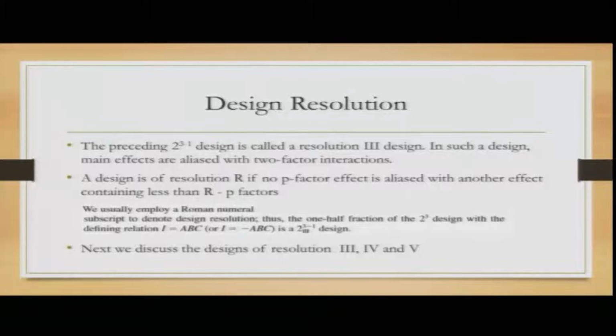So, design resolution. The preceding 2 to the power 3 minus 1 design is called a resolution III design, or third degree design. In such a design, main effects are aliased with 2-factor interactions, and combinations can be done accordingly. For a higher number of factors, for 4 factors ABCD, we can do it for combinations of 3 and lower levels. For 5 factors, we can do it for combinations of 4, 3, 2, but obviously what would be significant depends on the level of effects we want to have. A design is of resolution R if no p-factor effect is aliased with another effect containing less than R minus p factors. So, these are the levels of values which you have.